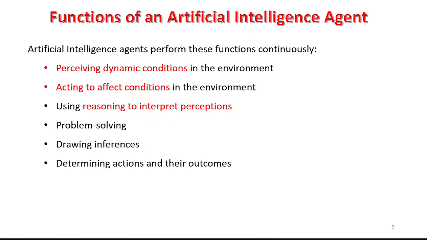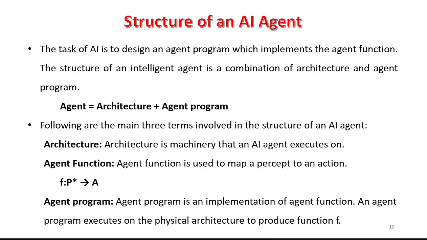What are the functions of artificial intelligence? Perceiving the dynamic conditions in the environment, acting to affect the conditions in the environment, and using reasoning to interpret perceptions, problem solving, drawing inferences, and determining actions and their outcomes. What is the structure of the agent? Architecture, agent function, agent programming.